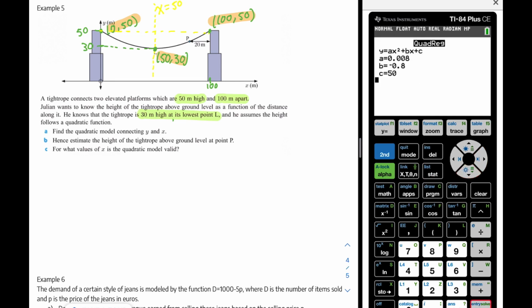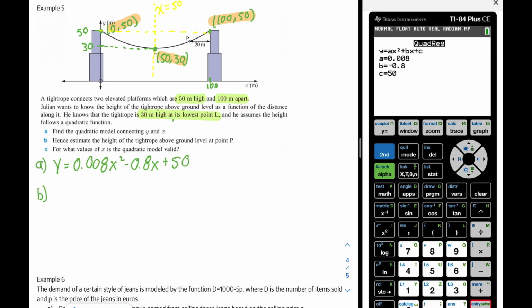And we're going to get a model where the function is y is equal to 0.008x squared minus 0.8x plus 50. So that's part A. Part B.